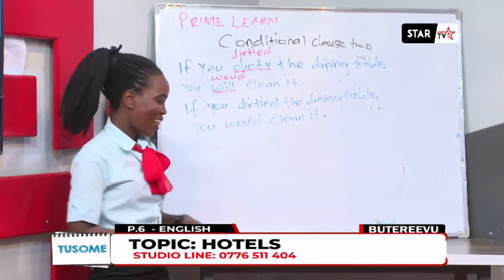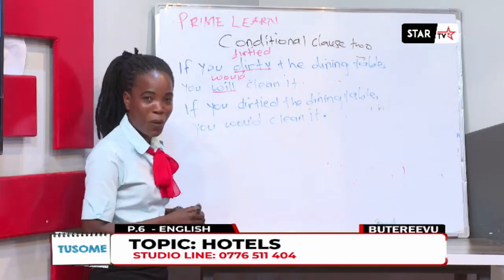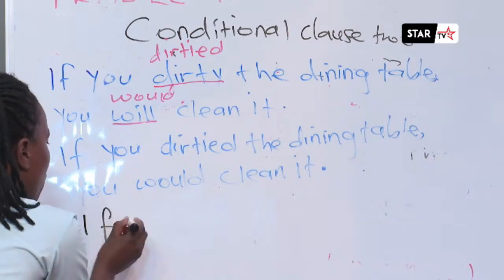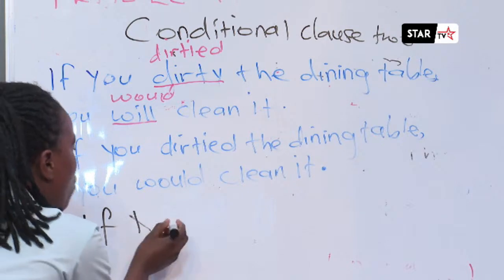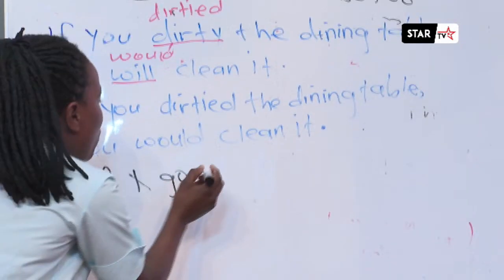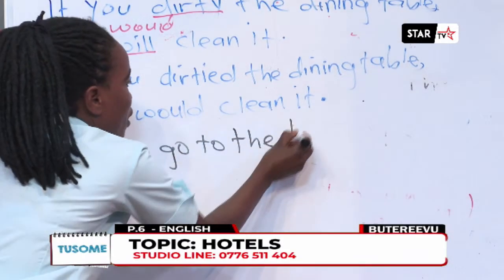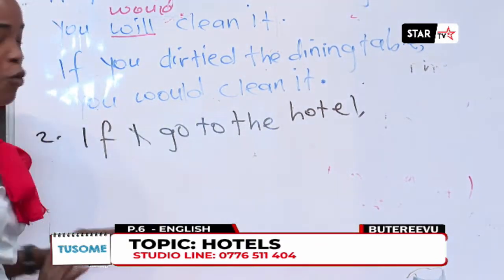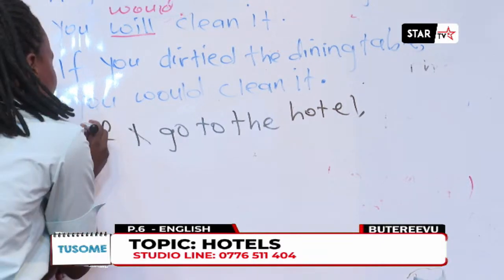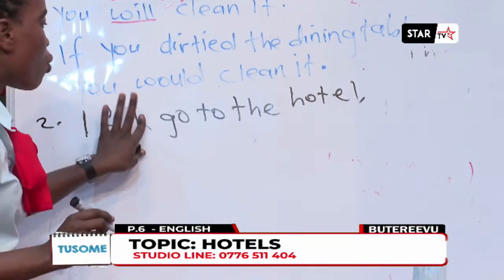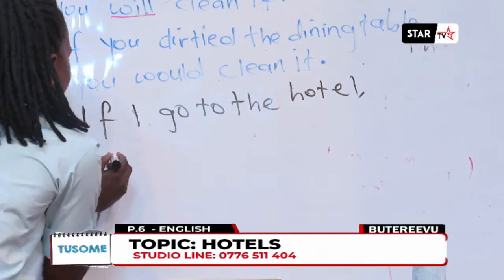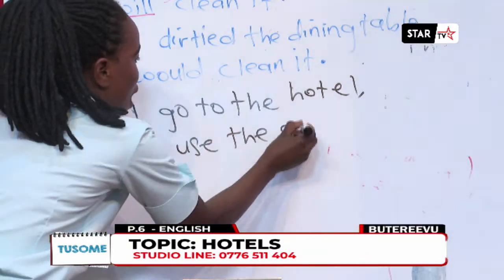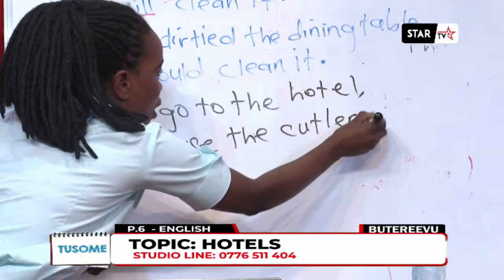My precious viewer, let's now look at the next example. The next example says, example number 2, if I go to the hotel. If I go to the hotel, don't forget a comma, my precious viewer, whenever you begin your sentence with this conjunction, if. If I go to the hotel, I will use the cutlery. I will use the cutlery.